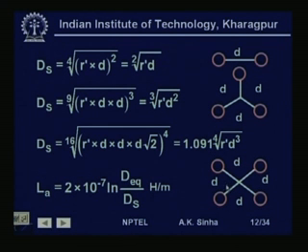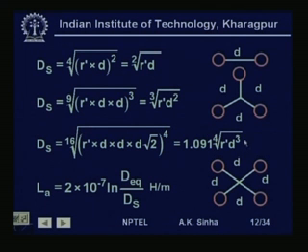Similarly, when we are using 4 conductors, we have 16 distances, 1 for itself and 3 more for the other 3 conductors. Therefore, we get the self distance Ds equal to the 16th root of r dash into d into d root 2, which is the distance between this conductor and this conductor, whole to the power 4. Same thing will happen for this conductor and this conductor, and so on. This comes out to be 1.091 into the 4th root of r dash d cube.